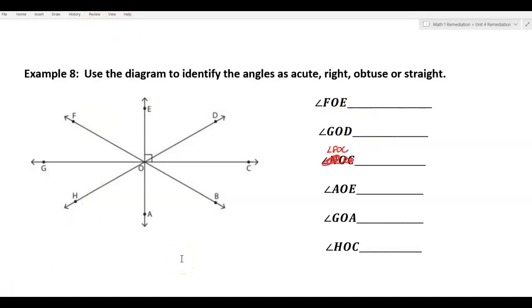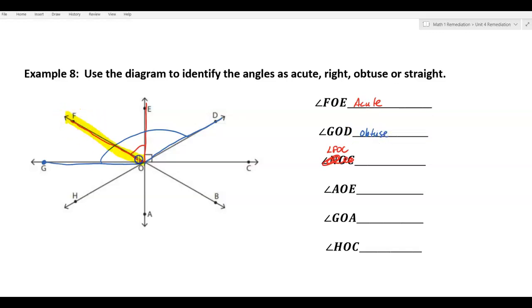The last example is they give you this crazy diagram and they want you to determine if the following angles are acute, right, obtuse, or straight. So the first angle, FOE, what I like to do is trace them. F to O to E, that angle there. This angle looks less than 90, therefore we would say it's an acute angle. Now, angle GOD is this angle here. If I look at that angle, that's definitely more than 90, so this would be obtuse.